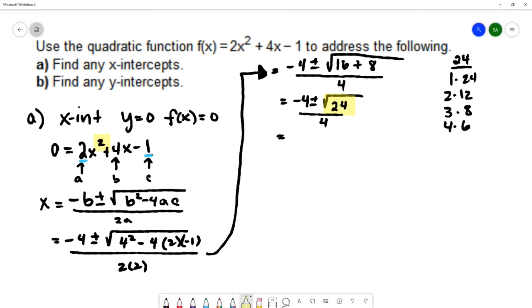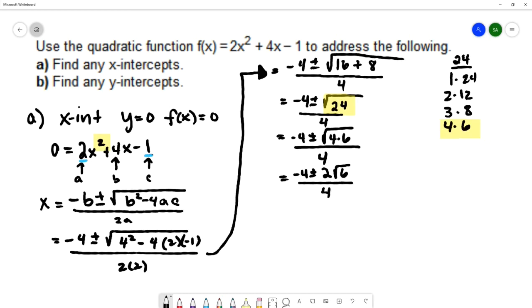So I'm going to use 4 times 6 because 4 is a perfect square. So 4 times 6, the same thing as 24. I can now simplify the square root of 4. The square root of 4 is 2. The 6 is not a perfect square, so we leave that inside the radical.